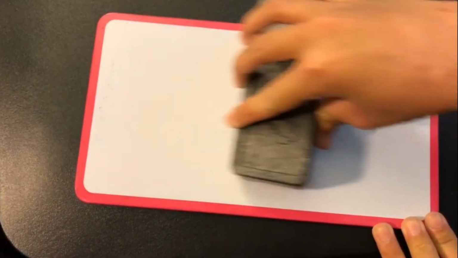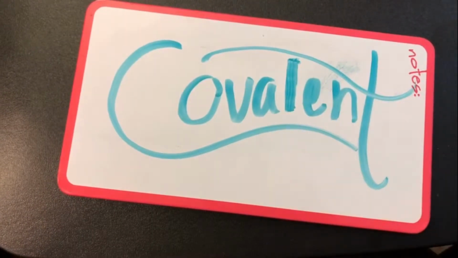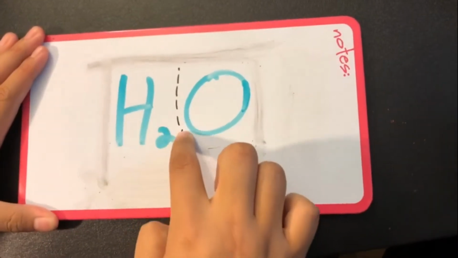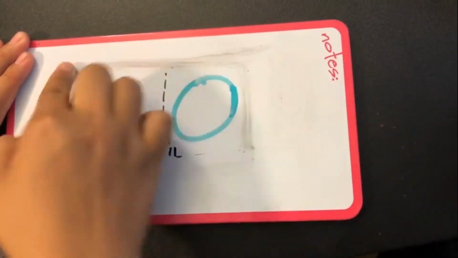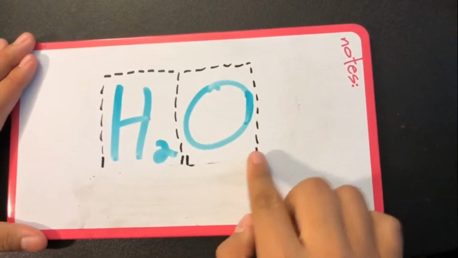Now we move on to covalent compounds, which is between two nonmetal atoms. This one is a little harder because it changes based on how many atoms you have in a molecule. First, we'll start off with naming H2O, or water. Looking at this molecule, we can see we have 2 hydrogen atoms and 1 oxygen atom.